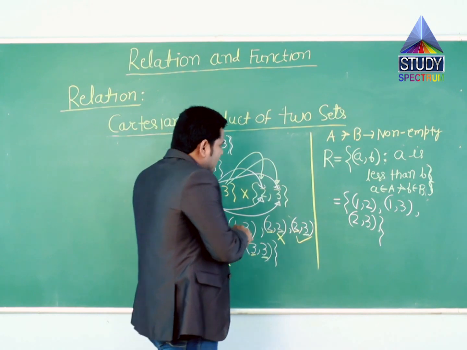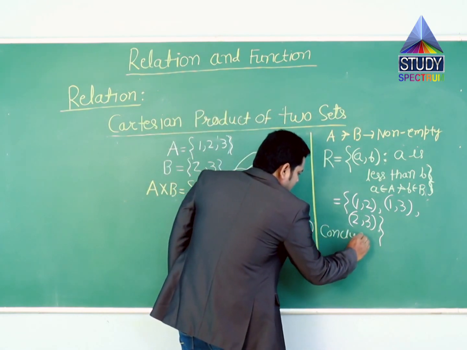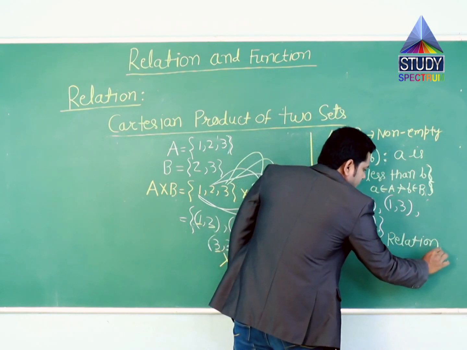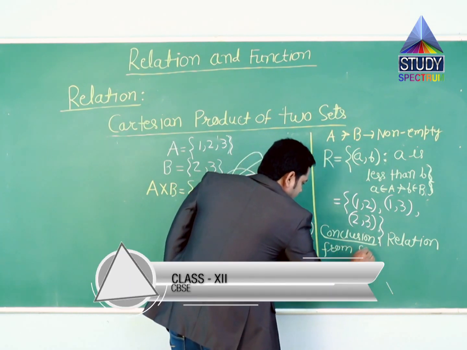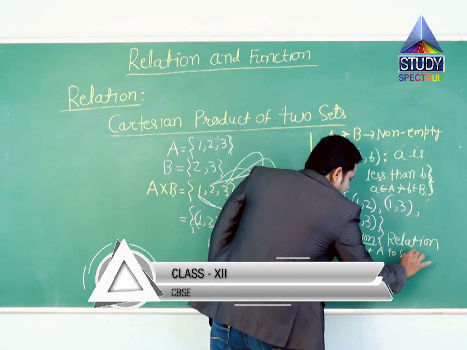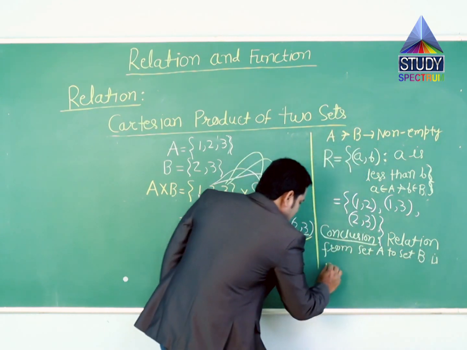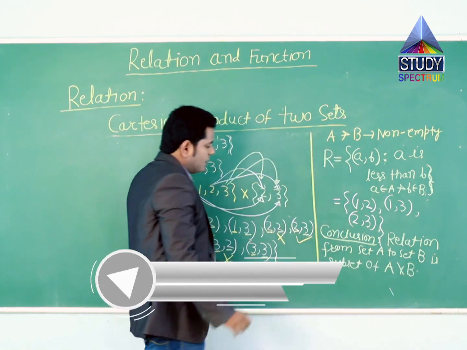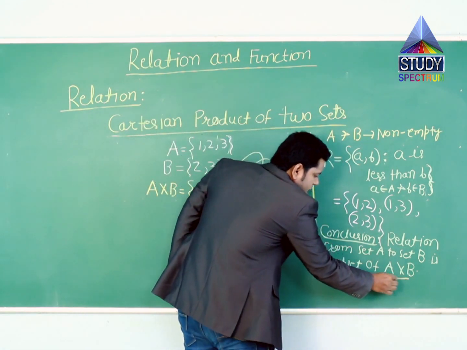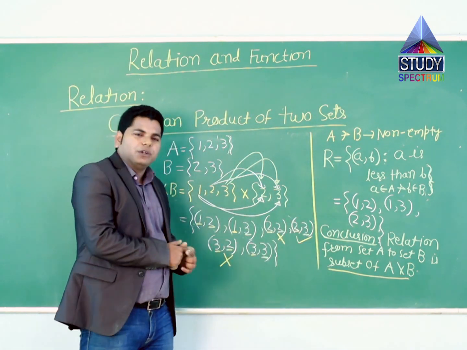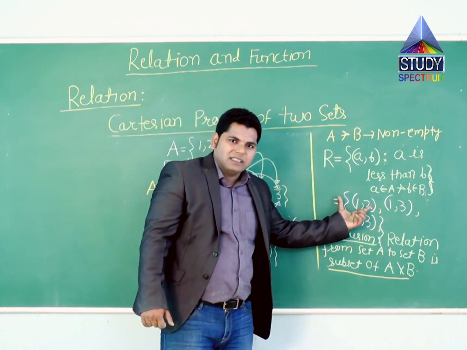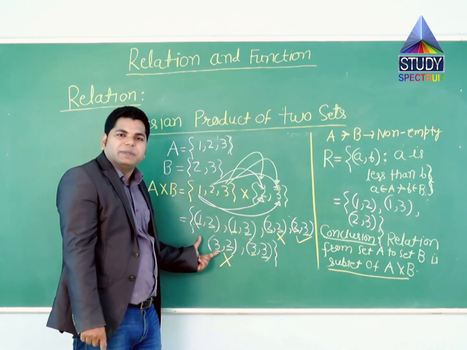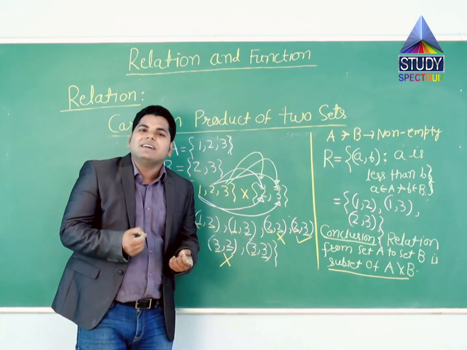So after understanding, we can conclude that a relation from set A to set B is a subset of A cross B. So the important point here is subset of A cross B. I have just told you that whatever element comes under this relation is chosen from the elements of A cross B, and we are taking those elements of A cross B in that relation which are satisfying the predefined condition of the relation.